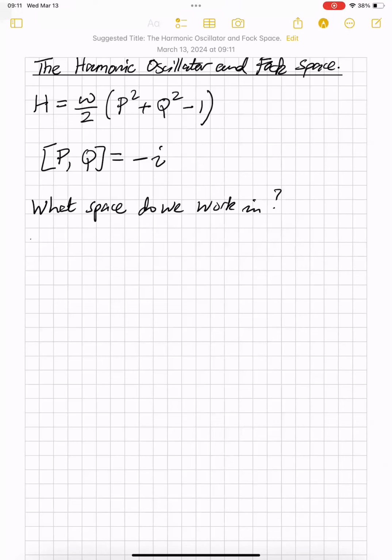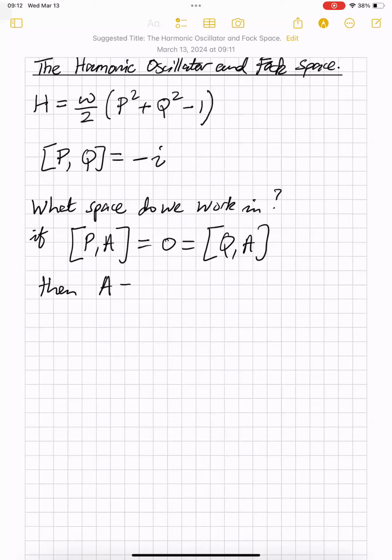What these equations tell us is, if I have some operator A, and I work out the commutator of the momentum P with A, and I get 0, and I work out the commutator of Q with A, and I also get 0, then A must be some multiple of the identity. So this is the identity operator acting on Hilbert space, and lambda is just some real number, okay?